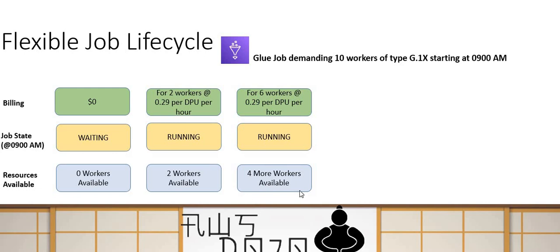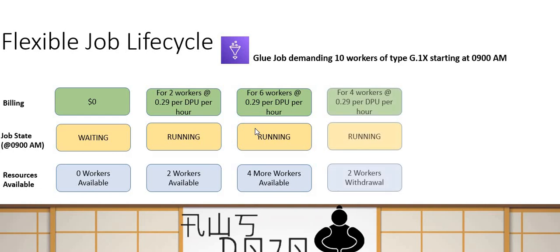So suddenly Glue gets 4 more workers of spare capacity. Those 4 workers are given to this job. The job is still running, but now the capacity is 6 workers: 2 from earlier and 4 more it gets. So now you've got 6 workers, and from here onwards your billing will be for the 6 workers.